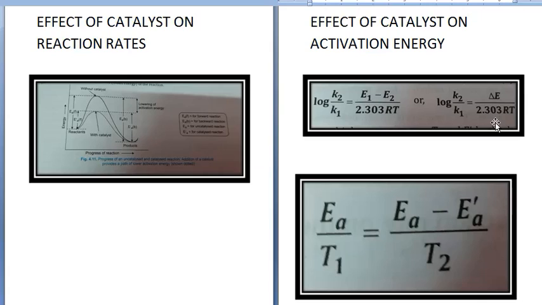Now if EA is the activation energy of the reaction at high temperature T1 and E dash A is the decrease in activation energy barrier after adding catalyst at a lower temperature T2, then EA upon T1 is equal to EA minus E dash A upon T2. In this case T1 and T2 should be taken in Kelvin. If they are in Celsius, you convert them first into Kelvin and then do your calculations.